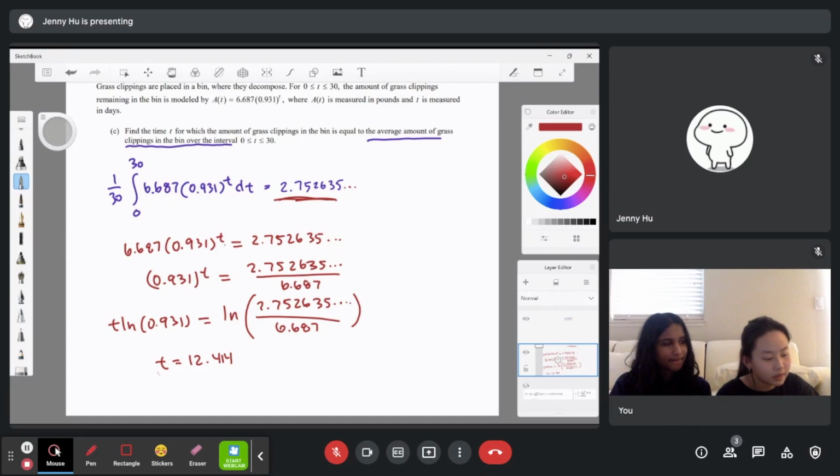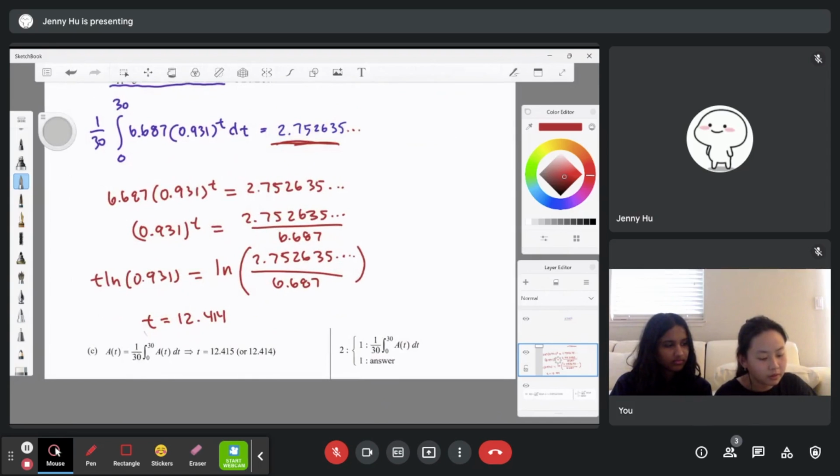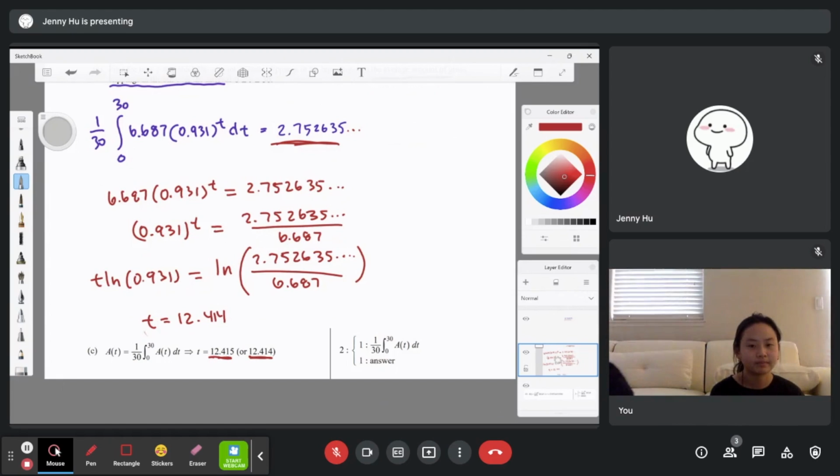And as you can see from the rubric, the score guideline, they have 12.414, or you can also have 12.415 depending on how you round. Many past test takers had a lot of trouble with this question simply because they didn't understand what it was asking for, especially for the average amount of grass clippings over the interval. Therefore, when it comes to AP exams, not only is it important to understand certain calculus topics, but it's also important to know how College Board words their problems.